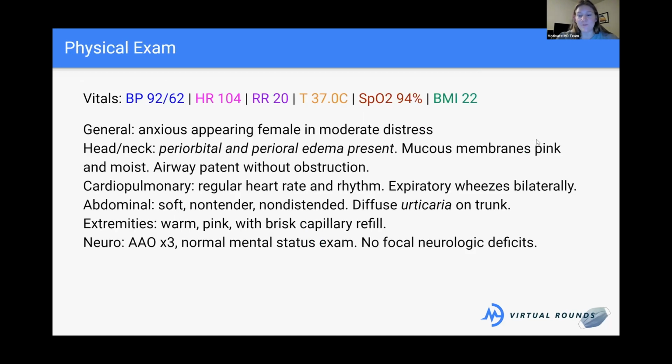So moving on to the objective portion of the note, we are first going to look at her vitals here.